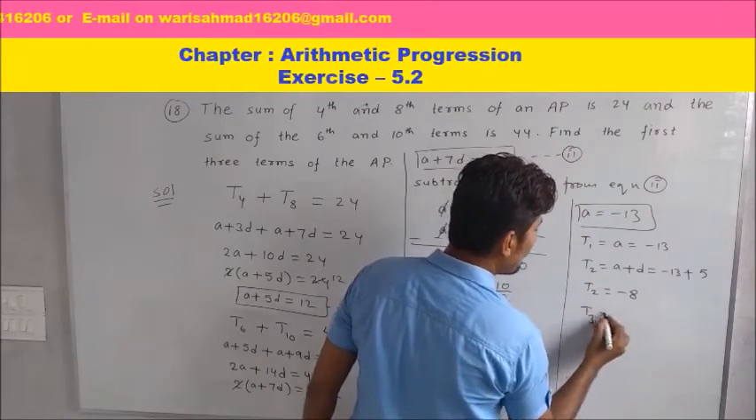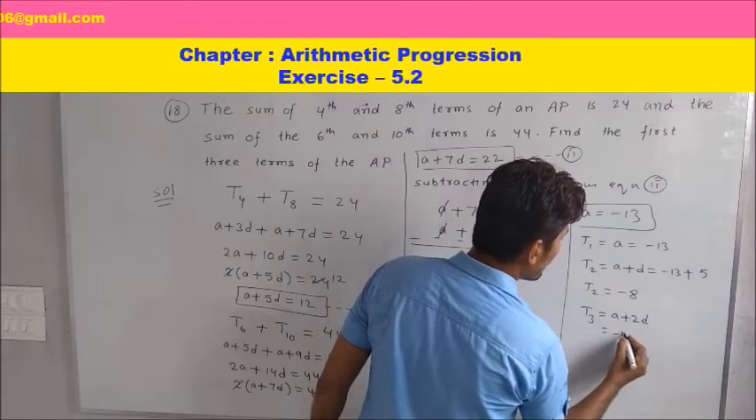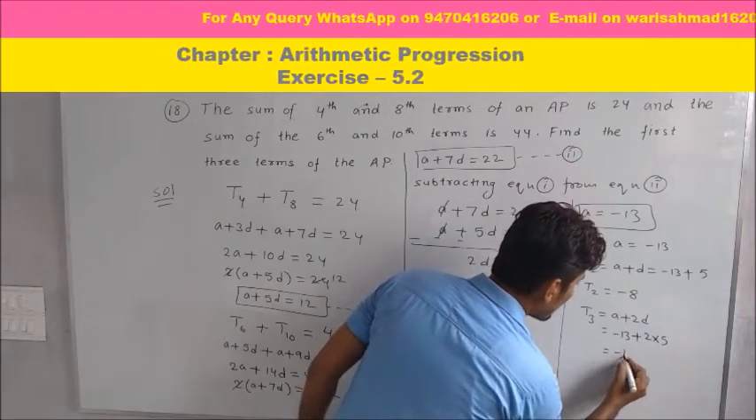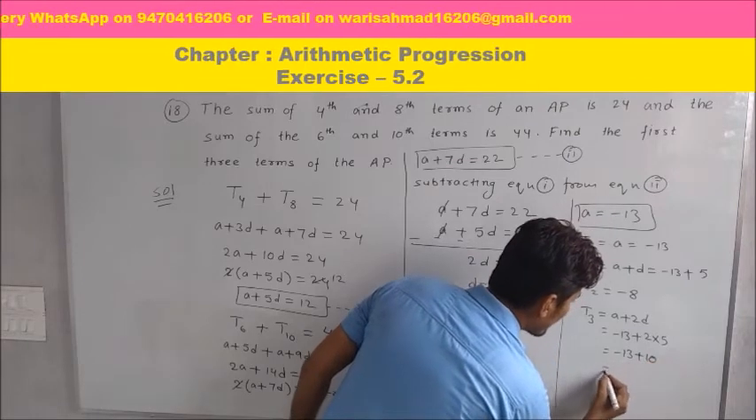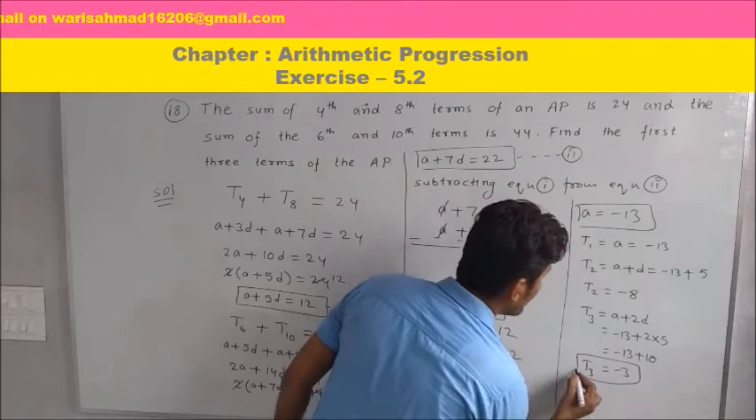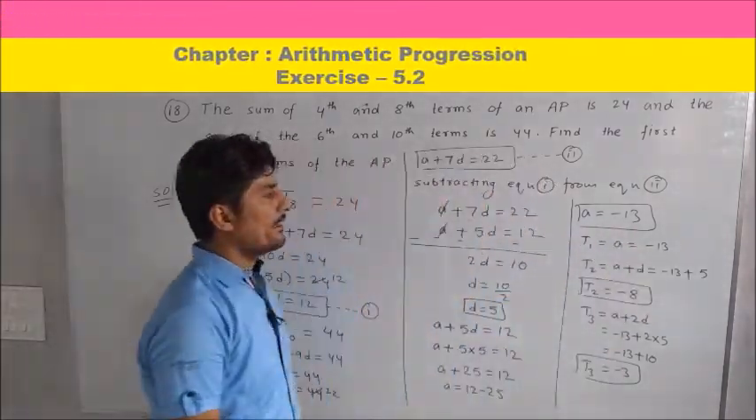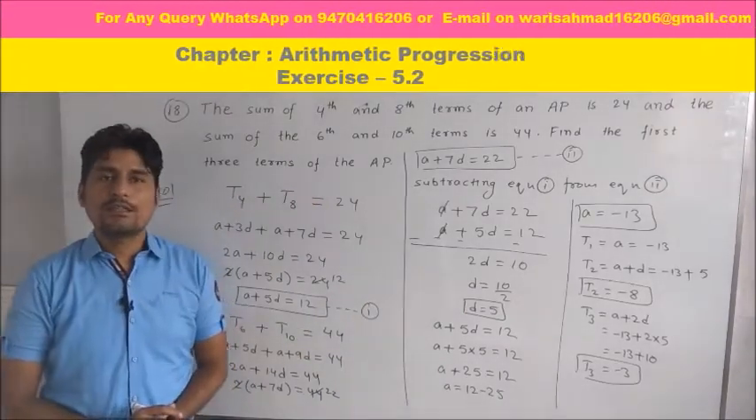Similarly, we can find T3 also. A plus 2D. A is minus 13 plus 2 into D. D is 5. So minus 13 plus 10 equals minus 3. This is the third term of the AP. The second term of the AP is minus 8, while the first term is minus 13. So this is the final solution of this question.